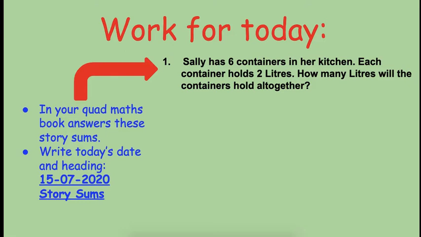So the first one says, Sally has 6 containers in her kitchen. Each container holds 2 liters. How many liters will the container hold altogether? So again, boys and girls, this is talking about containers and liters, just like my glasses and my liters. So think about what kind of sum it is.